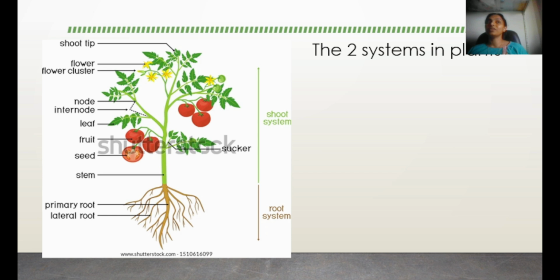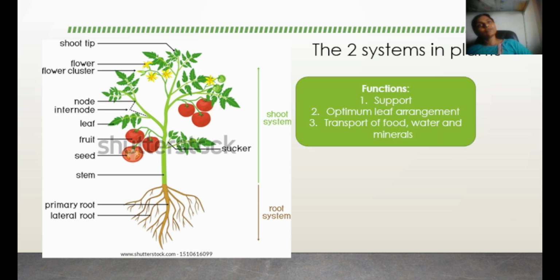In case of a dicot plant, it will have a taproot system with a primary root and branchings that come out, which are called lateral roots. So lateral roots can be secondary roots, tertiary roots, depending on the order of their branching. And then we have the shoot system. The shoot system consists of a central stem with branches coming out, and the branches bear leaves, flowers, fruits, and so on.